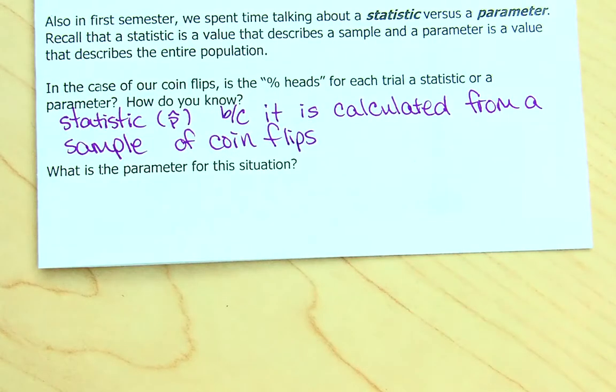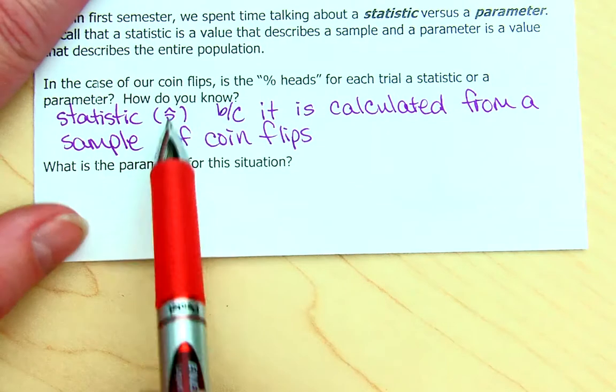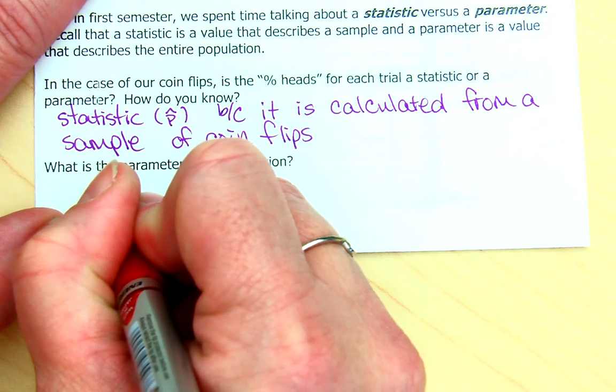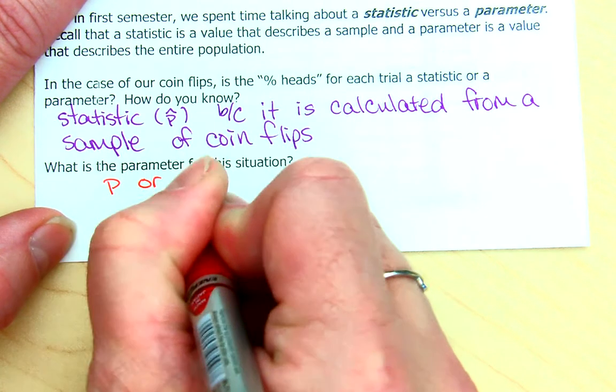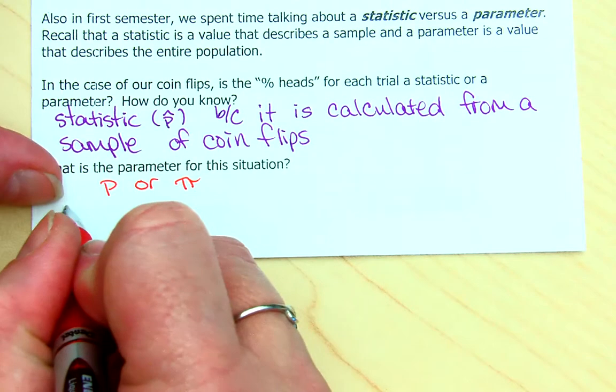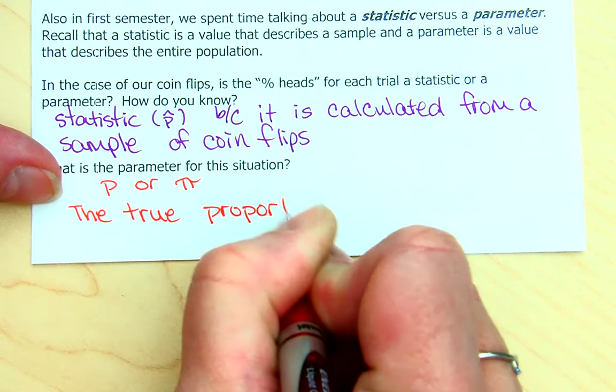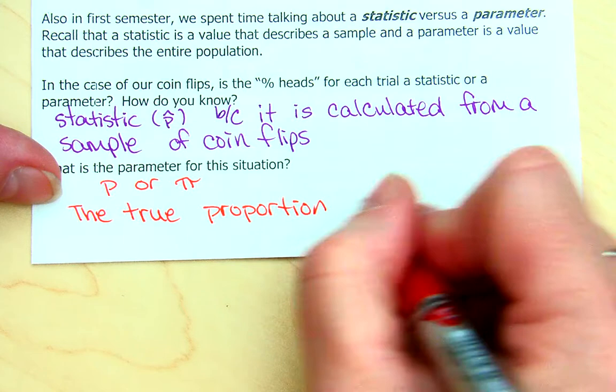So each of us had a sample of size 10. We calculated the p hat for our sample. We put them all together, and that created a sampling distribution. So the parameter, if p hat is the statistic, the parameter is usually p, or sometimes you'll see it as pi for population proportion. But if we're describing it, it's the true proportion of all coin flips that land heads.